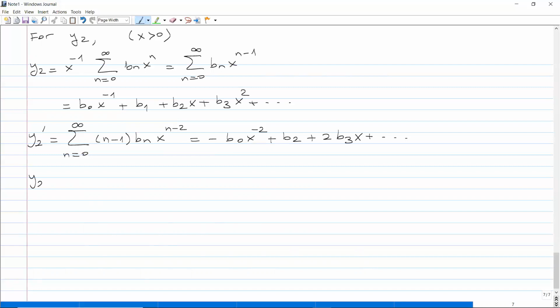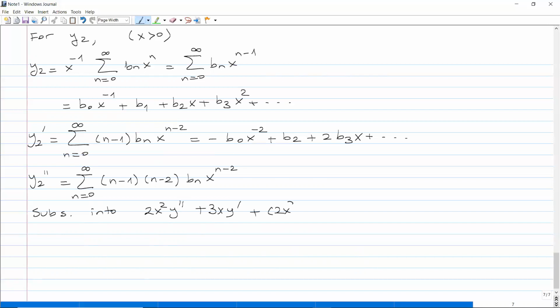Okay, so for y2, the second derivative, again, n starts from 0 because the first term is not constant: (n minus 1)(n minus 2) bn x to the power n minus 2. So substitute into the equation. Let's remember the equation. What was the equation? 2x squared y double prime plus 3x y prime plus (2x squared minus 1) y equal to 0.